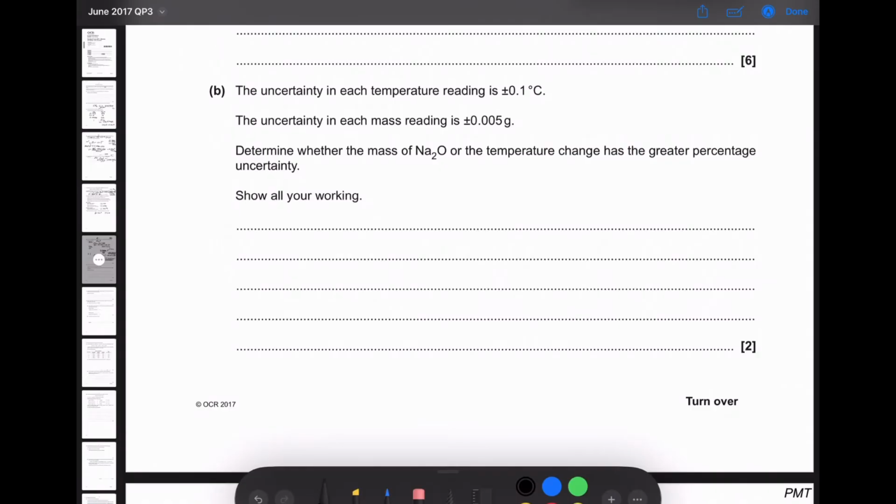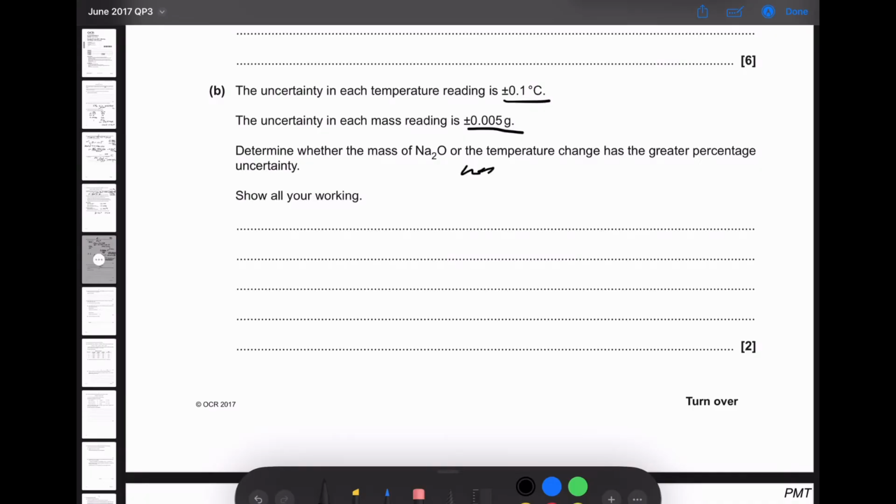The uncertainty in each temperature reading is plus or minus 0.1 degrees Celsius. The uncertainty in each mass reading is plus or minus 0.005 grams. Determine whether the mass of sodium oxide or the temperature change has the greatest percentage uncertainty. So how are we going to work out percentage uncertainty?